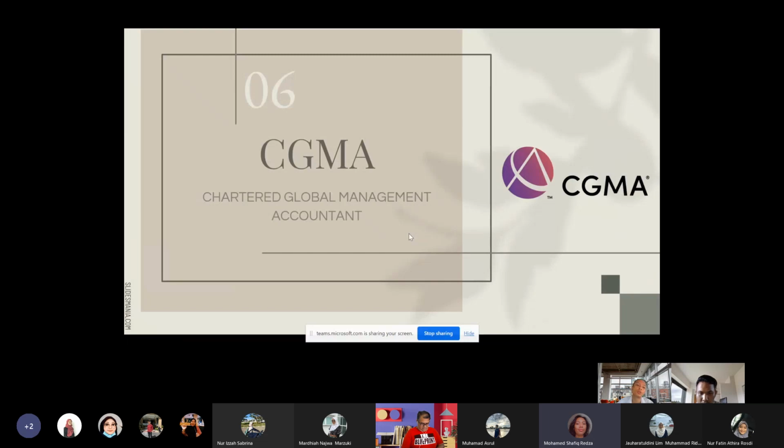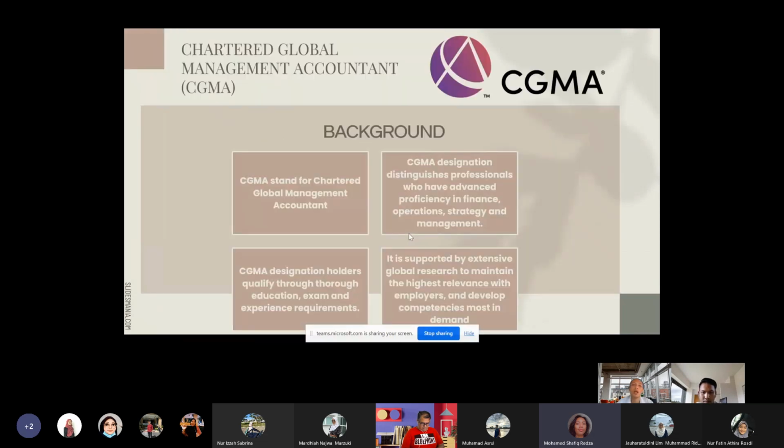So next we will talk about the CGMA, which is the Chartered Global Management Accountant. It is a designation for distinguished professionals who have advanced proficiency in finance, operations, strategy, and management. It is underpinned by extensive global research to maintain the highest relevance with employers and to develop the competencies demanded. It was established in 2012 by the AICPA and also the Chartered Institute of Management Accountants, which is CIMA.